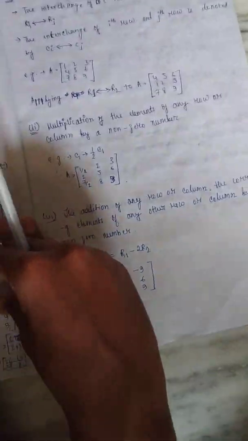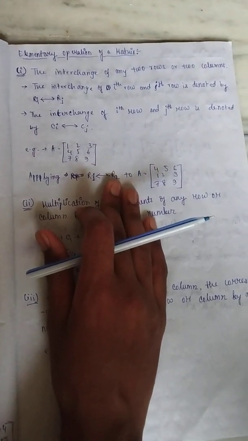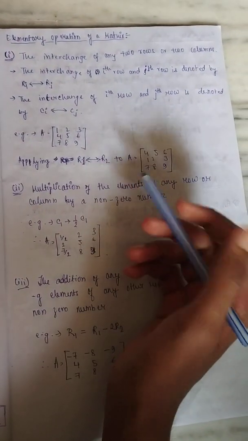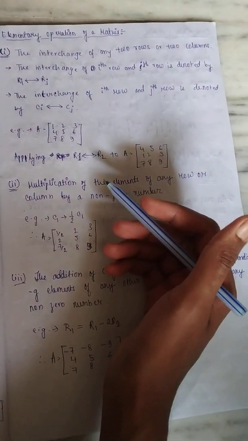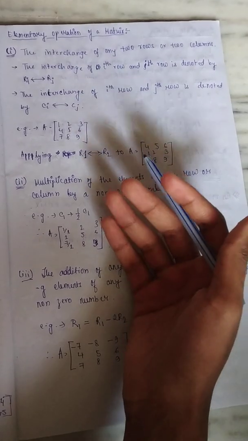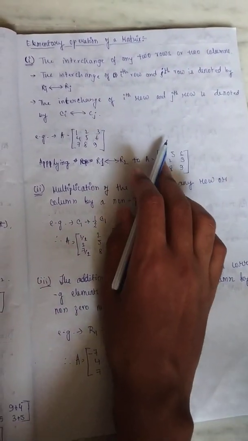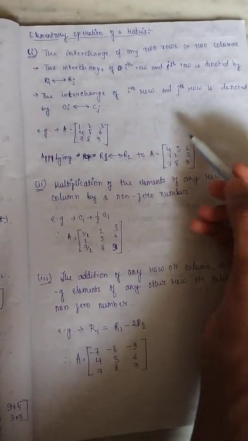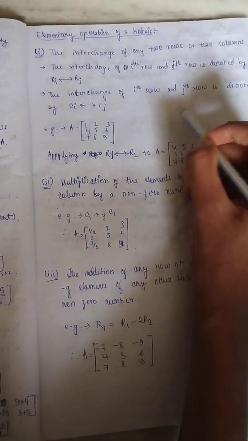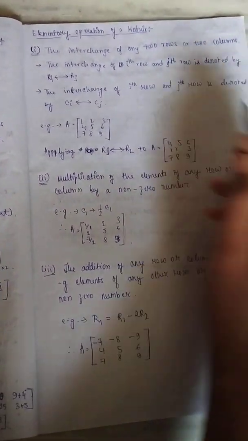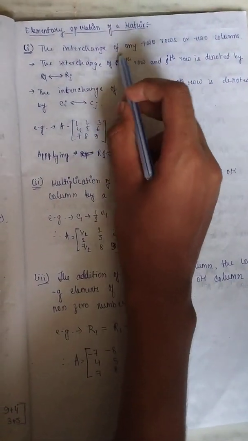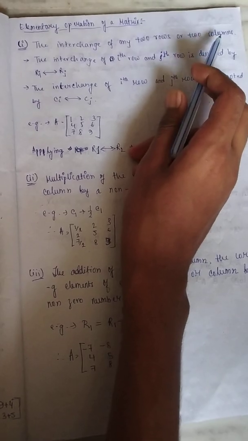Then we come to the next topic, elementary operations of a matrix. Elementary operations are of 6 types: 3 for rows and 3 for columns, so 2 into 3, 6 types of operations. The first one is the interchange of any 2 rows or any 2 columns.